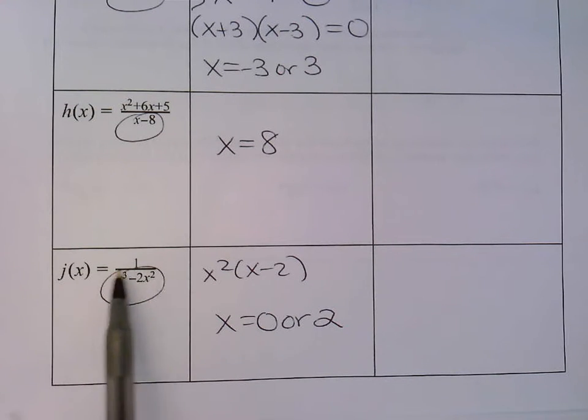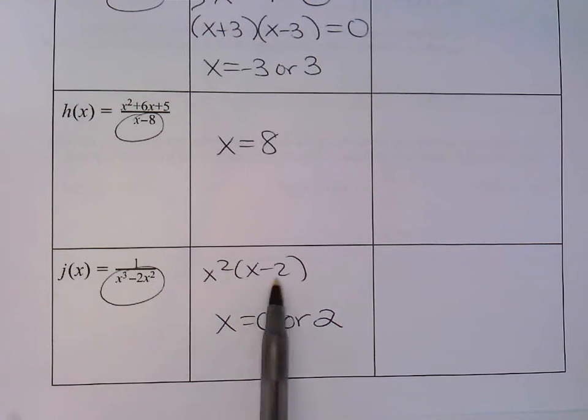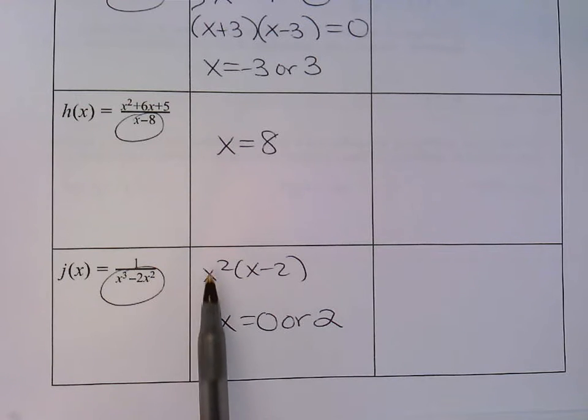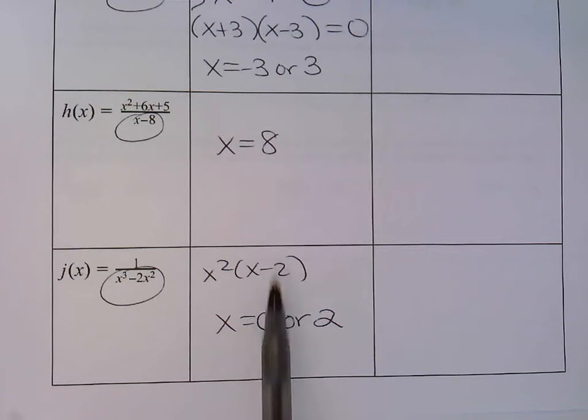X equals 8. Some of you might have struggled on factoring J because it's a GCF, greatest common factor. I'm not sure why we're struggling with greatest common factor, but that's how you would factor it. When it's x squared, 0 is one of your undefined values, your vertical asymptote, or 2. We okay on that page?